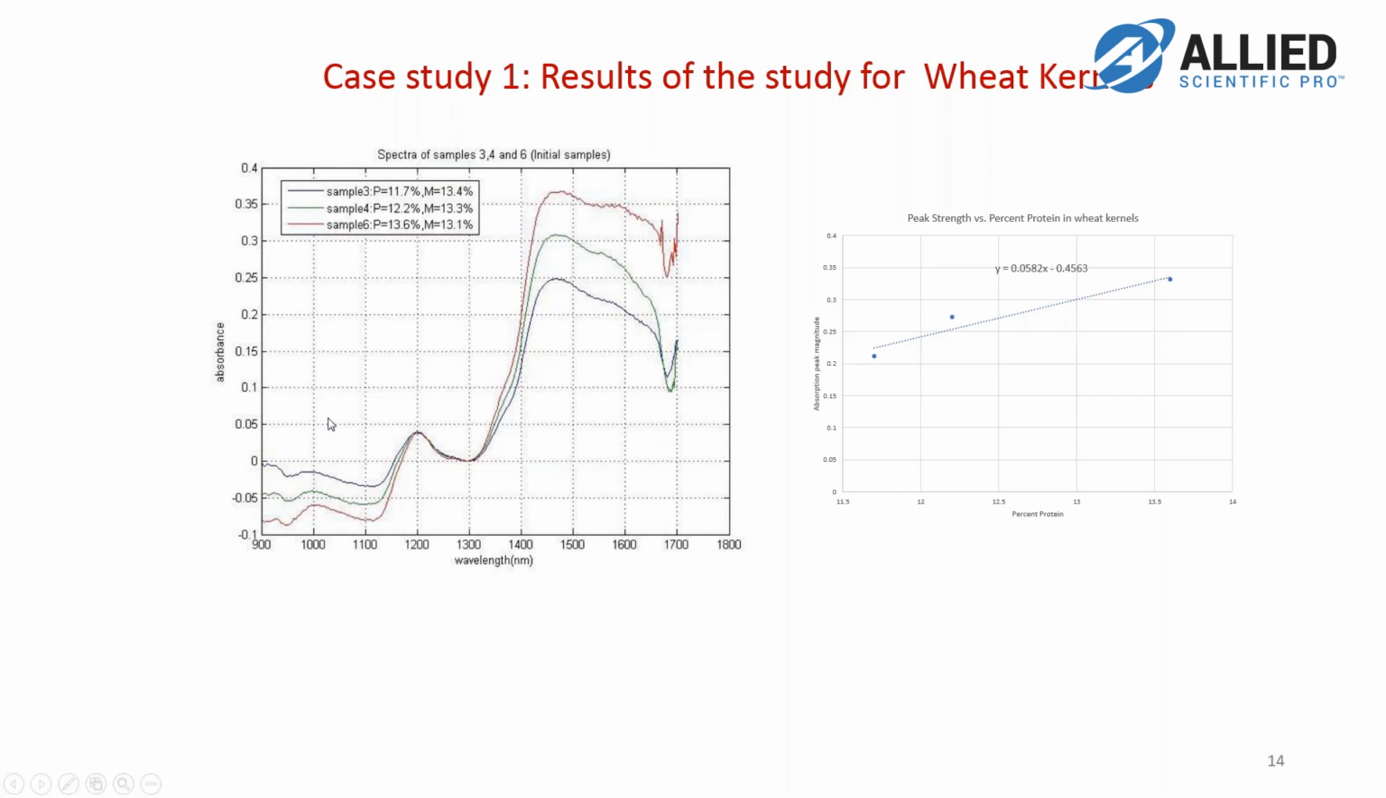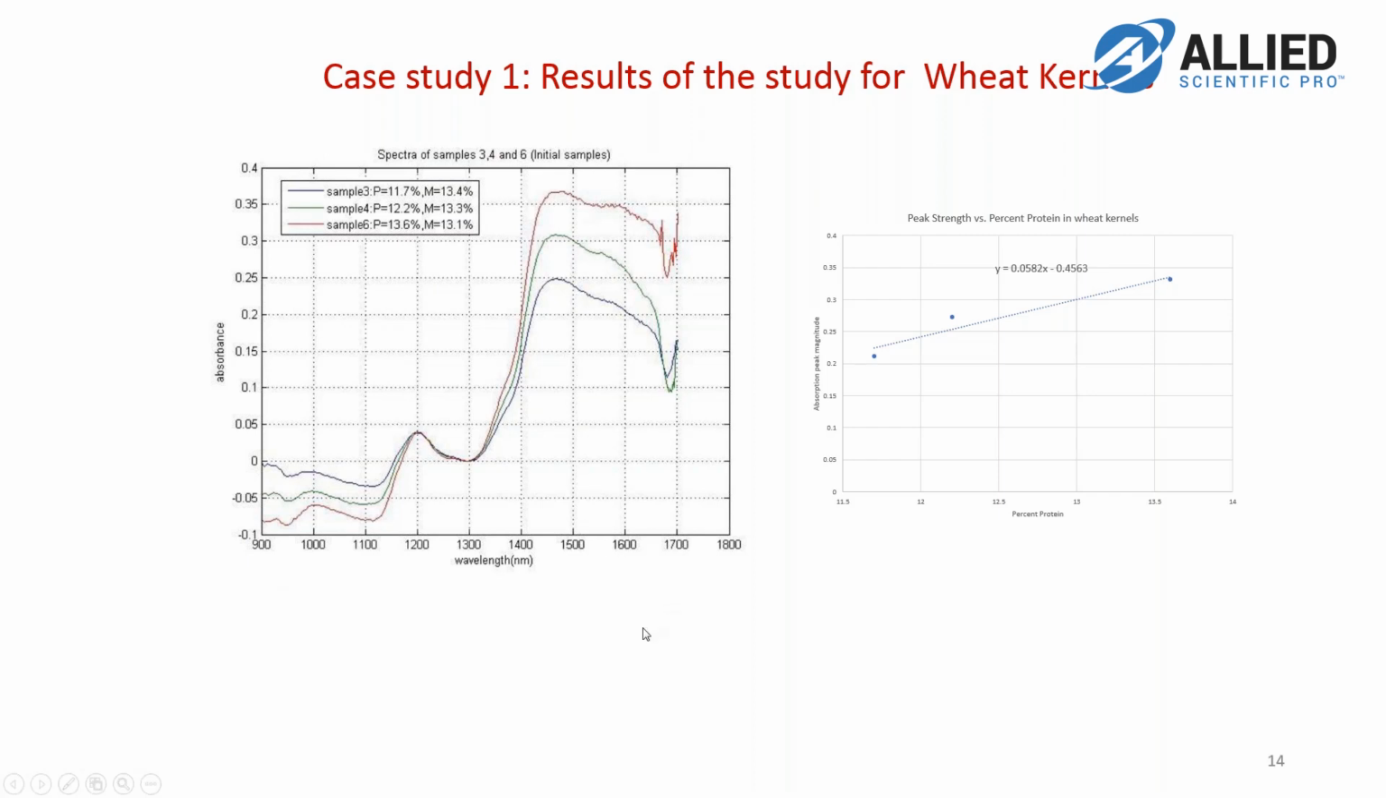For this reason, I'm showing here 3 samples where the water content is almost the same. So any variation you see between the samples is just due to different amounts of protein. And here we already have 11.7%, 12.2, and 13.6. You can see that there is a change in the absorption peak. I plotted absorbance versus wavelength, and you can see there's an increase in the absorbance peak.